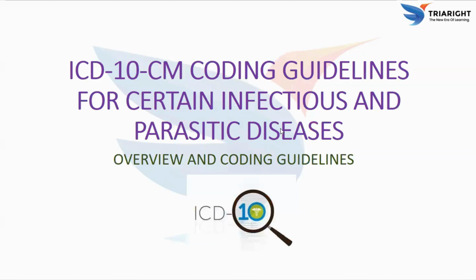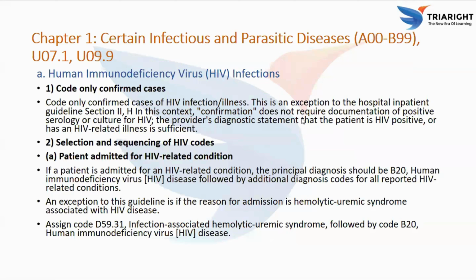So today in this video, in this session, you are going to learn about the ICD-10-CM coding guidelines for certain infectious and parasitic diseases. These coding guidelines fall under Chapter 1 of the ICD-10-CM coding book. So what are the guidelines for certain infectious and parasitic diseases? The codes range from A00 to B99, and there are also some added codes, U07.1 and U09.9. So let's look into the guidelines regarding HIV infection.